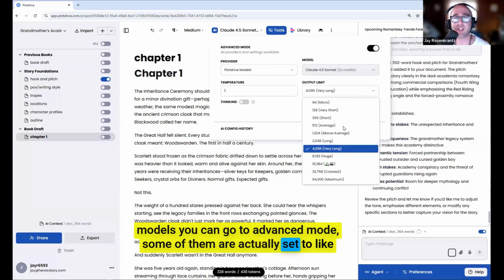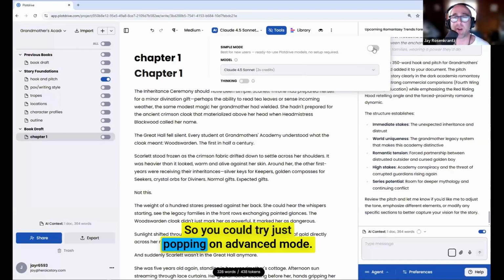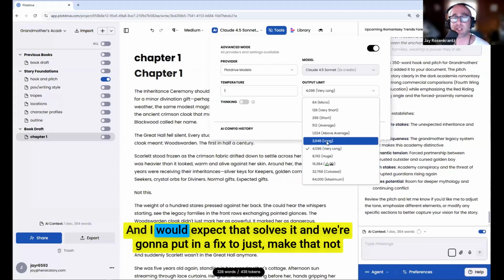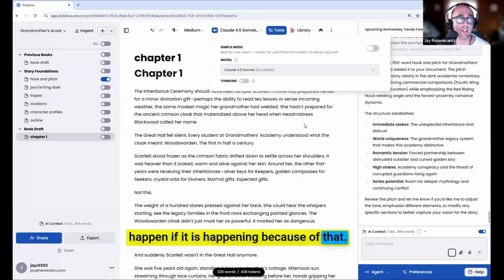Some of them are actually set to a very low output limit down here. I think that might be what's causing it. So you could try just popping on advanced mode and bumping up the output limit to long or very long. And I would expect that solves it. And we're gonna put in a fix to just make that not happen if it is happening because of that.